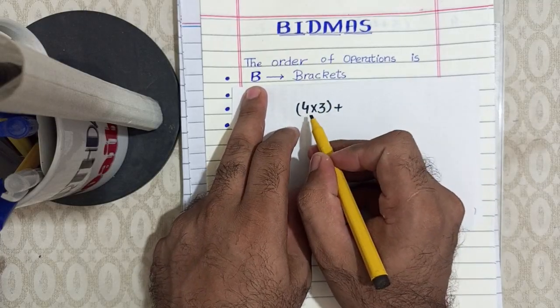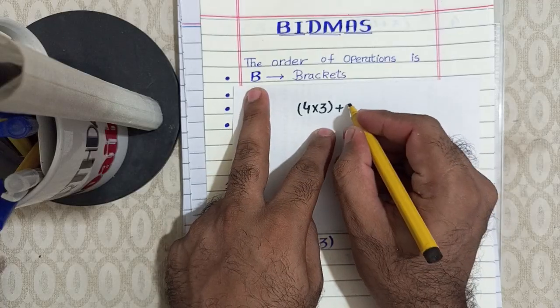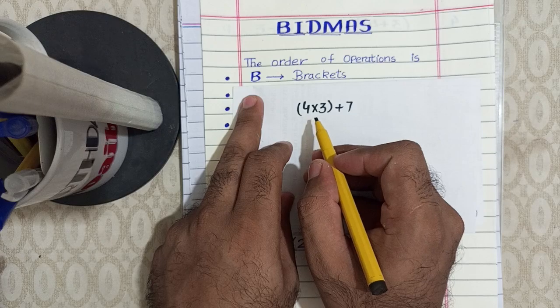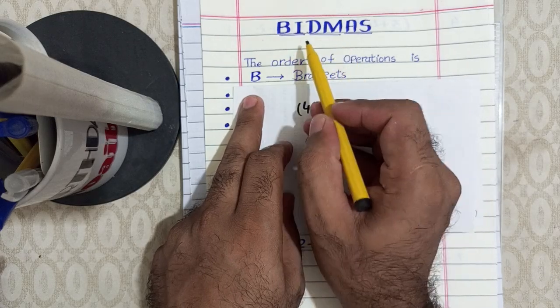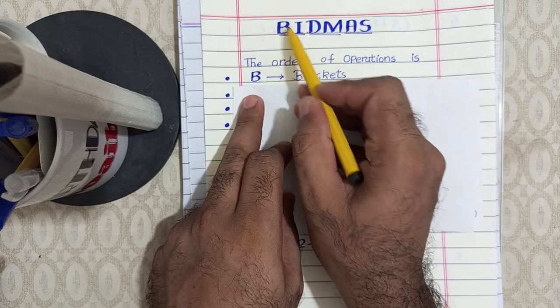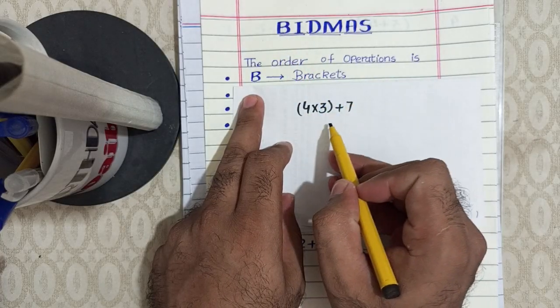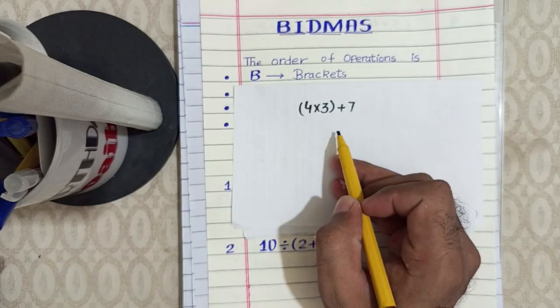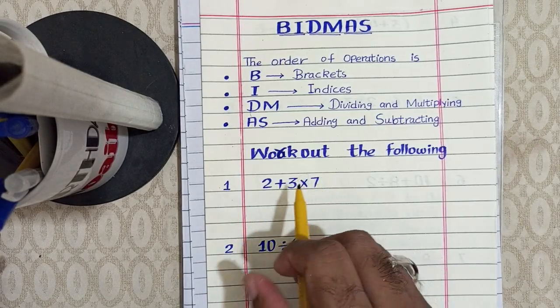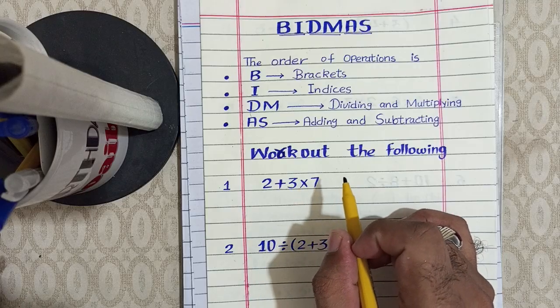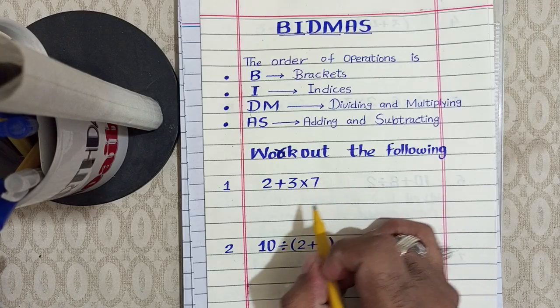So if we are given a question like bracket 4 multiply 3, in the bracket we have 4 multiply 3 plus 7, first of all we solve the bracket according to BIDMAS. We solve the bracket, then we multiply and divide. Here we have some questions related to BIDMAS, so now we solve them.